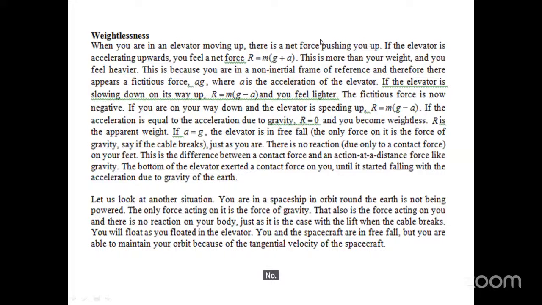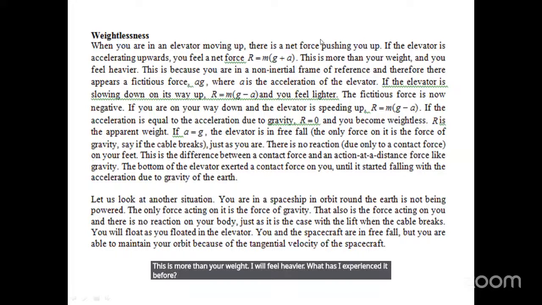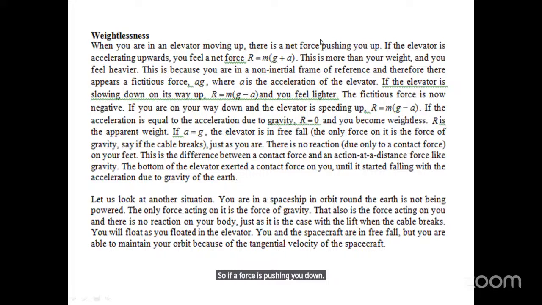So if the elevator is moving upwards, you feel a net force R equals m into g plus a. This is more than your weight, and you feel heavier. Who has experienced it before? It's as if a force is pushing you down. An extra force is pushing you down inside the elevator. This is because you are in a non-inertial frame of reference, and therefore there appears a fictitious force.